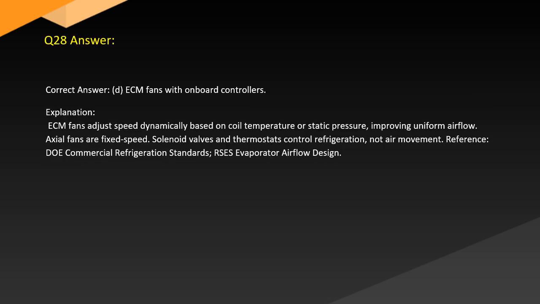Answer. Correct answer: D. ECM fans with onboard controllers. Explanation: ECM fans adjust speed dynamically based on coil temperature or static pressure, improving uniform airflow. Axial fans are fixed speed. Solenoid valves and thermostats control refrigeration, not air movement. Reference: DOE Commercial Refrigeration Standards. HVACR evaporator airflow design.